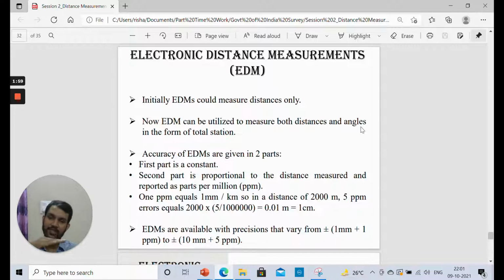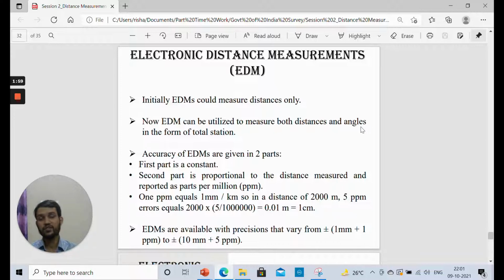Now it depends on what the accuracy figures are. One part is constant, which we always consider, meaning this much error can occur for any distance you are measuring, plus the ppm part. So as shown, 1 ppm equals 1 mm per kilometer.